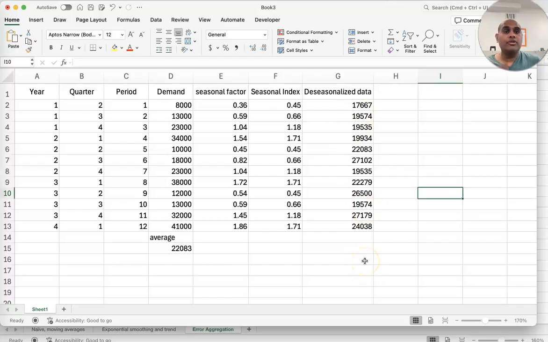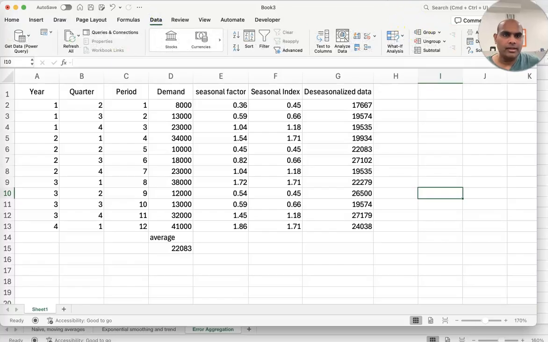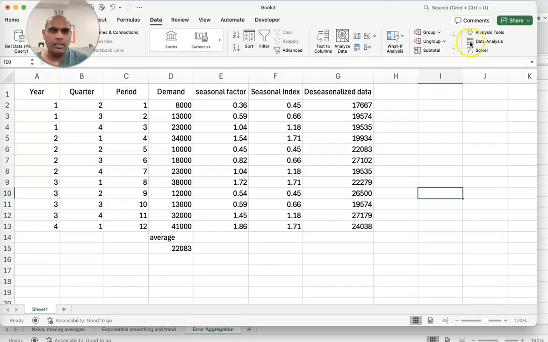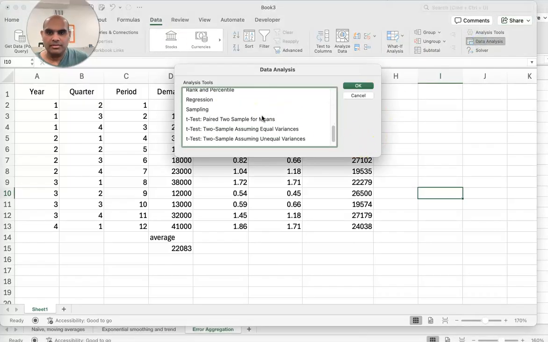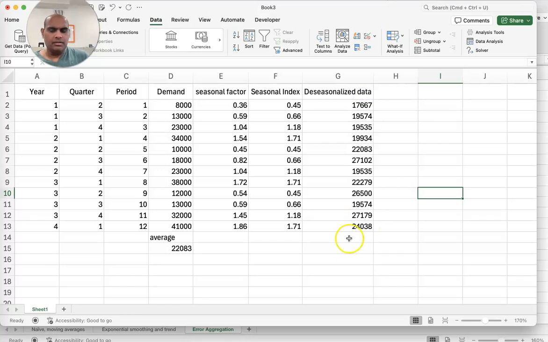So using this, I'm going to calculate my straight line. So what does my straight line look like? There are two ways of doing this. One is if you go to data and data analysis, you have something called regression analysis here. You can use this regression analysis tool to do it, but in my opinion, it's overkill for this.